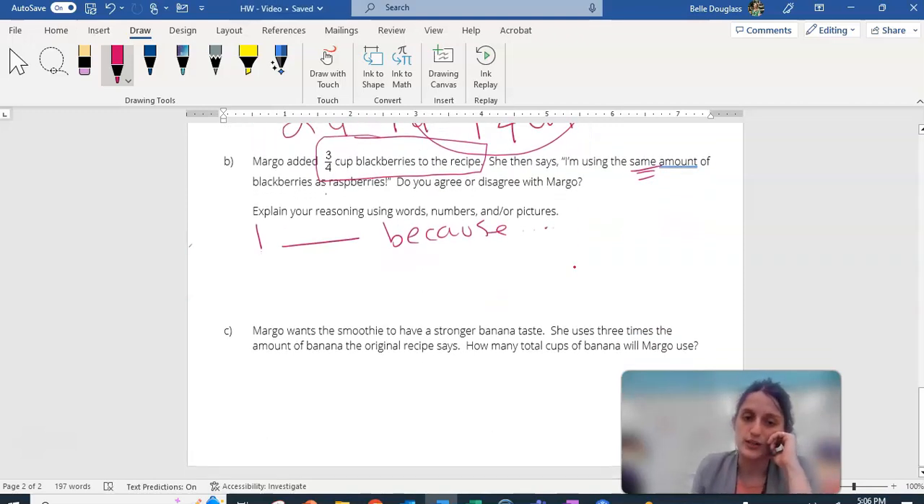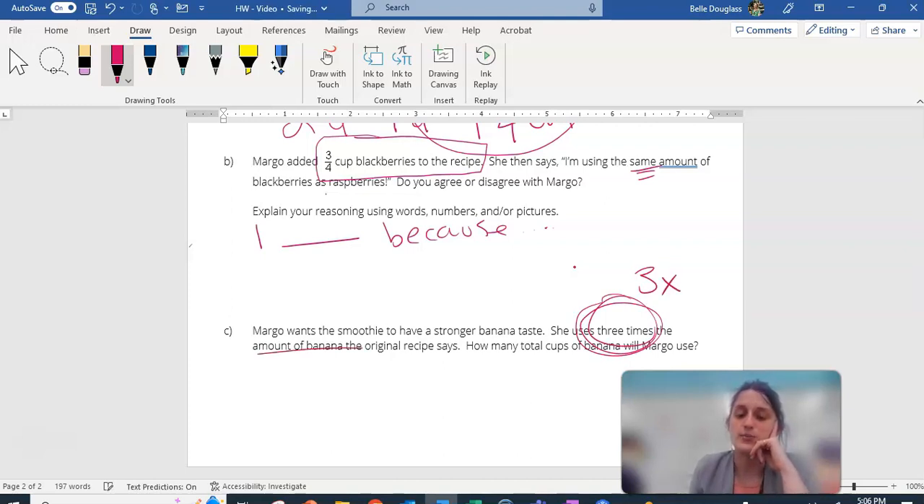Last one. Margot wants the smoothie to have an even stronger banana taste. She uses 3 times the amount in the banana recipe. So go back and look at the recipe, figure out how many cups are bananas, and then do 3 times that number. And then you're done with your homework.